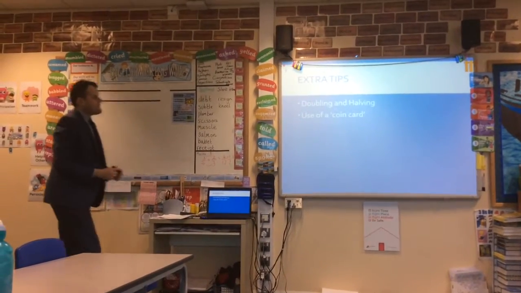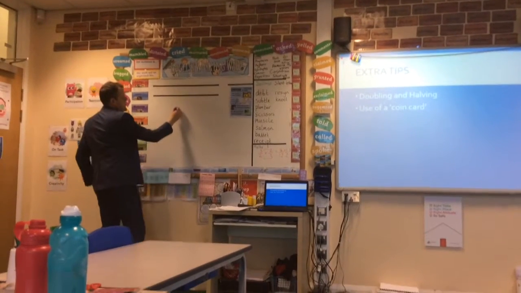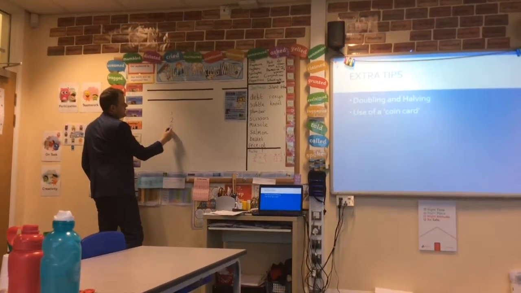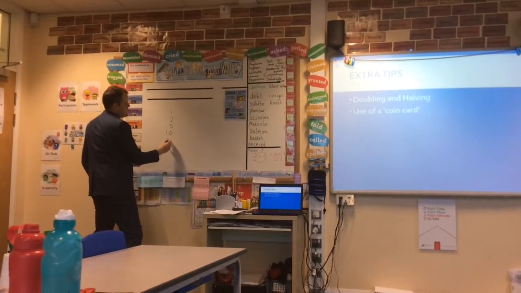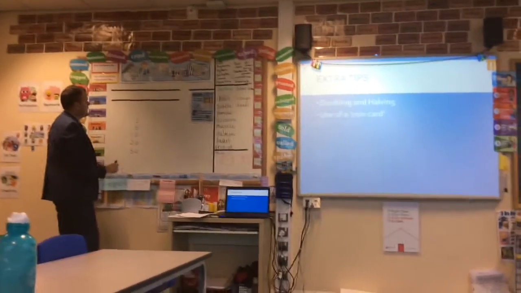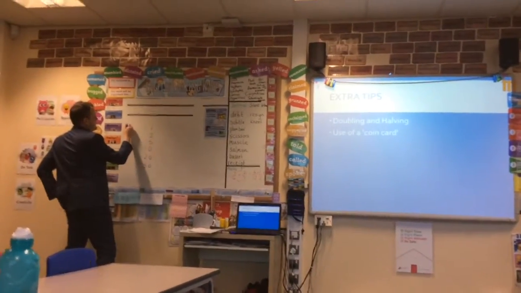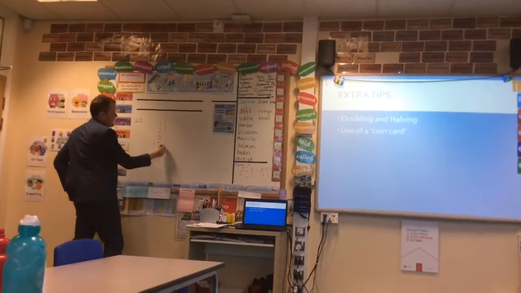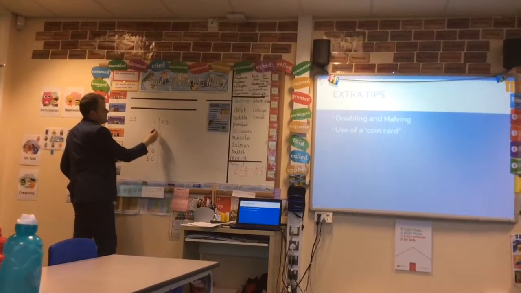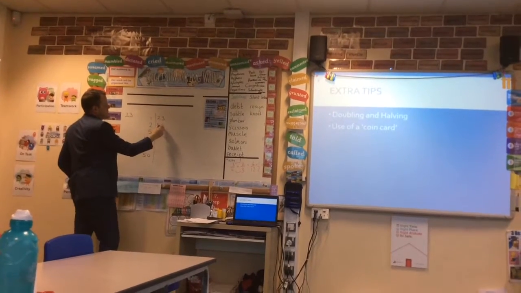Something, again, from big maths, we use something called a coin card. So we think about the coins that we can use. We've got a 1p coin, 2p coin, 5, 10, 20, and 50. And it might work for, let's say, 23 times table. This can help with division. So 1 times 23 is 23. 2 times 23 is 46.